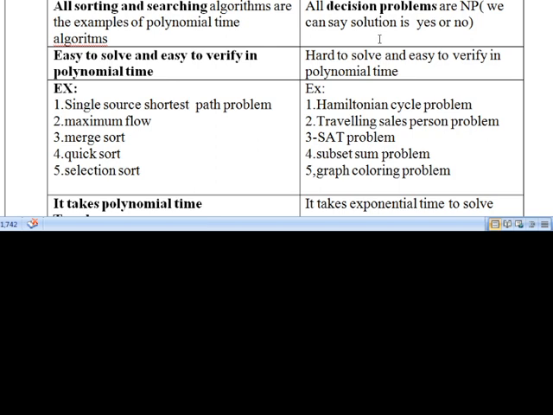So later we are going to learn in a detailed way how you can say the given problem is NP. Later I will explain in detail. Next, coming to solving and verification. P-type problems are easy to solve and easy to verify in polynomial time. So solving and verification are different. Coming to the NP-type problems, they are hard to solve and easy to verify in polynomial time.